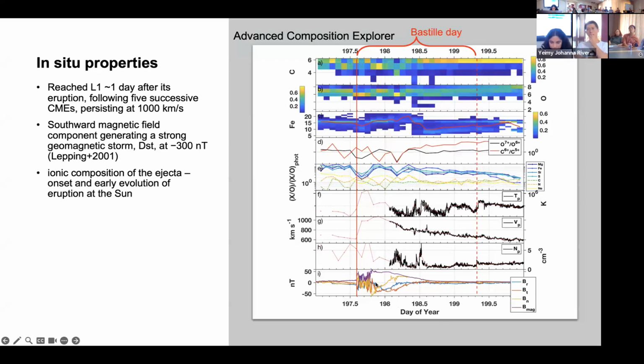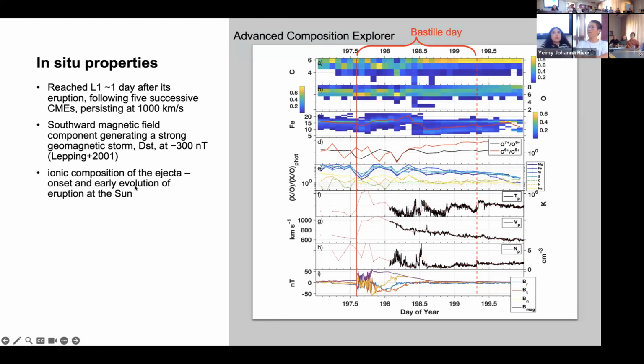And so the magnetic field components, it had a southern, negative Ez component that was ideal for reconnection with the magnetosphere, Earth. It drove a huge geomagnetic storm. It's written up in this paper here. So like I was saying before, there are 34 peer-reviewed articles on the Bastille Day event, but yet there really hasn't been any work done in looking at the ionic composition, ionic structure of the Bastille Day event that we have from ACE.